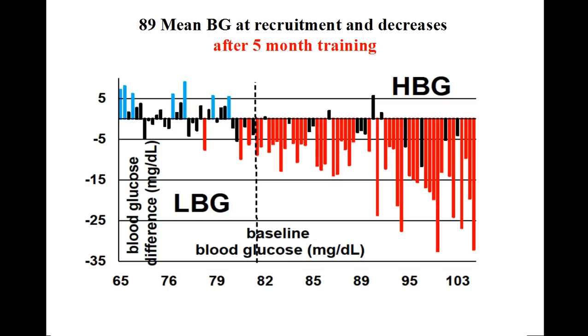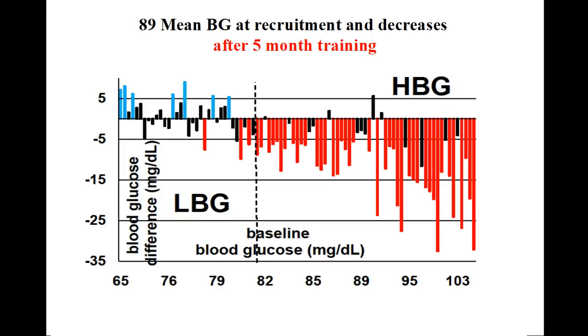Decreases of mean preprandial blood glucose after training versus values at recruitment for each trained subject. Column heights show mean BG differences 5 months after recruitment in 7-day diaries from trained subjects. Significant increases in blue, significant decreases in red, and no significant changes in black.